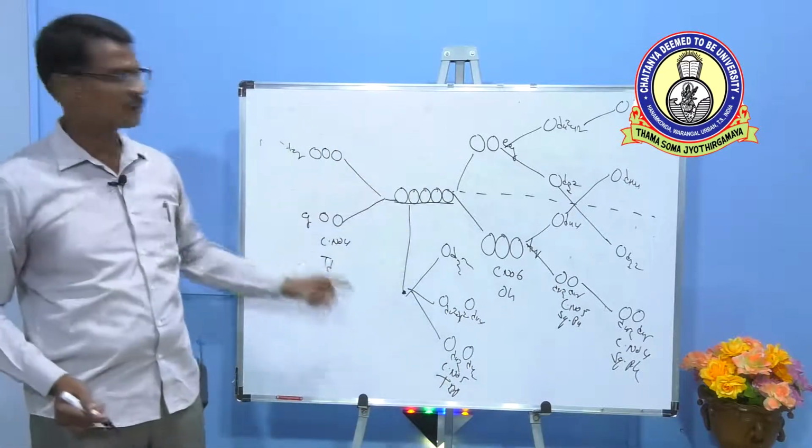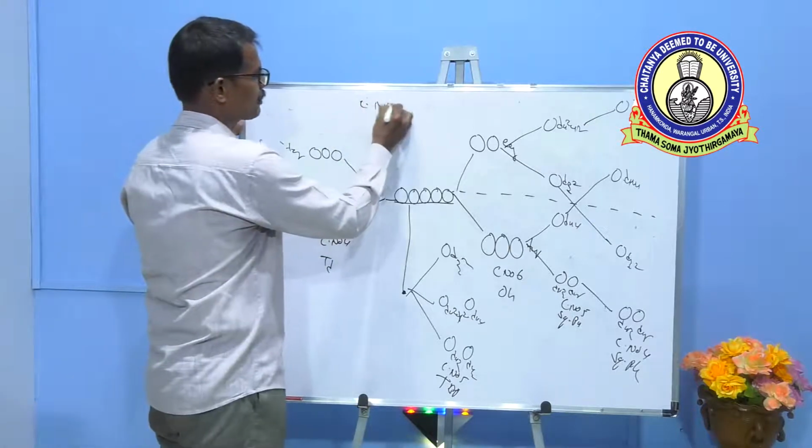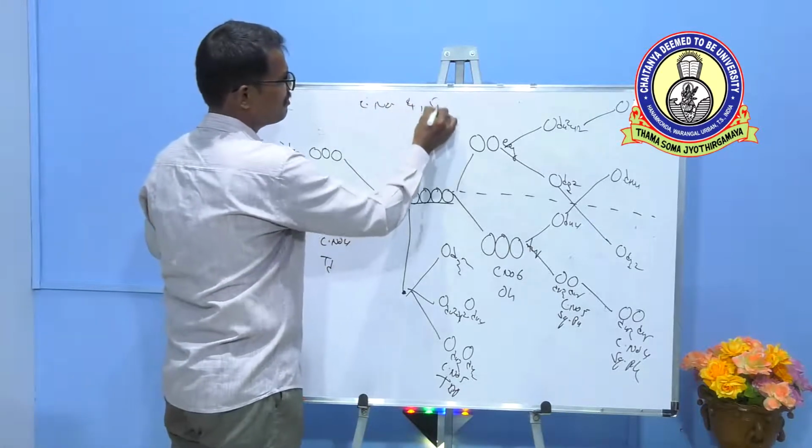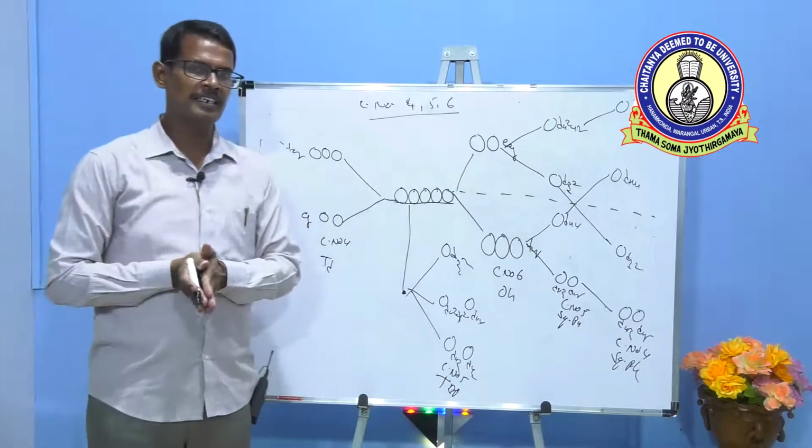This single diagram explains all the d orbital splitting in coordination number 4, 5 and 6. With this, the d orbital splitting is completed.